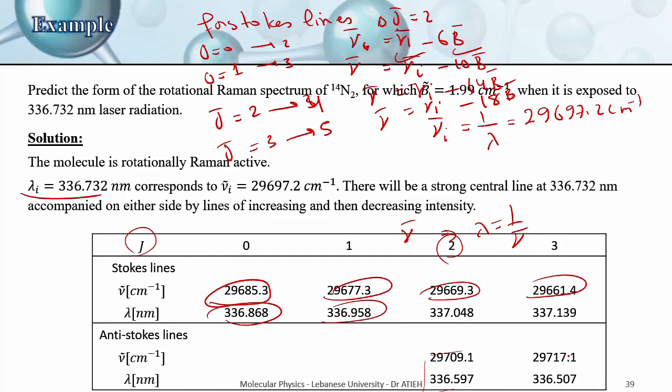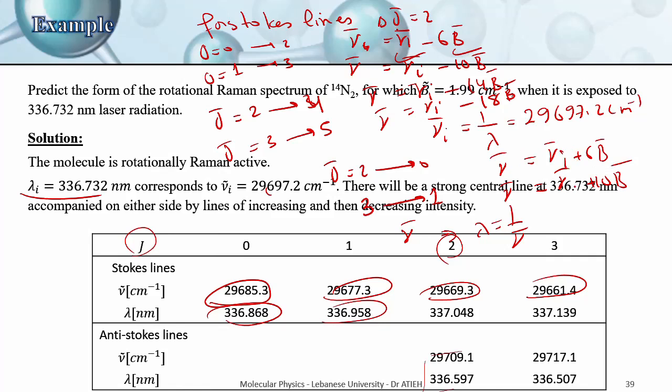There's a line in the middle corresponding to the Rayleigh line, which is at a frequency equal to the frequency of the incident photon. For anti-Stokes lines, I won't solve them. They are the same command from j equals 2 to j equals 0: nu bar is equal to nu bar plus 6b bar. Then from 3 to 1, we get nu bar equals nu bar plus 10b bar, and so on. So just calculate them. They are easy.